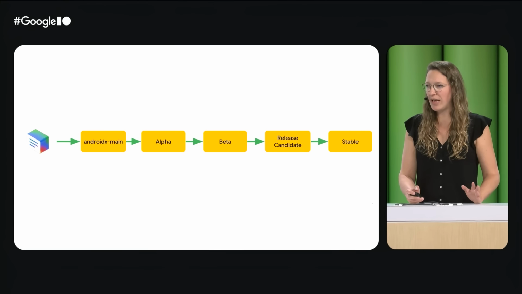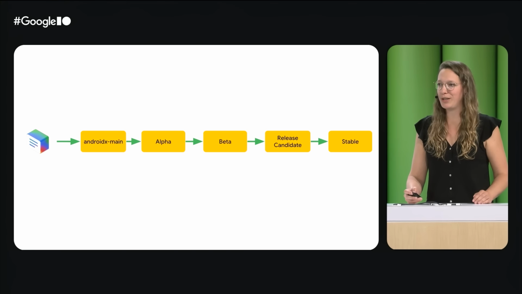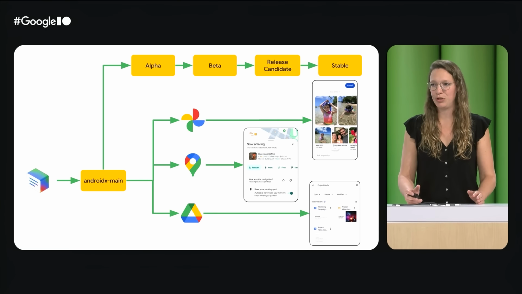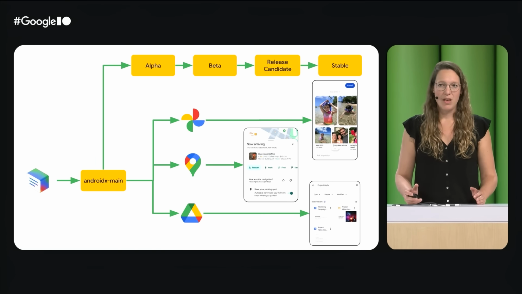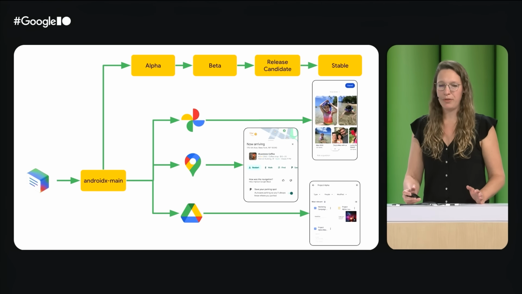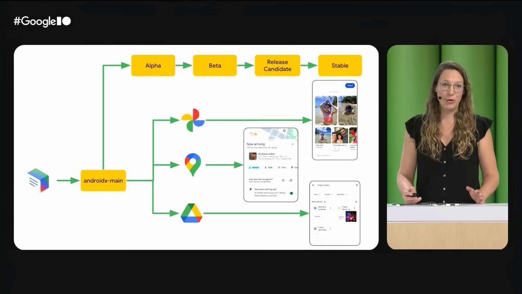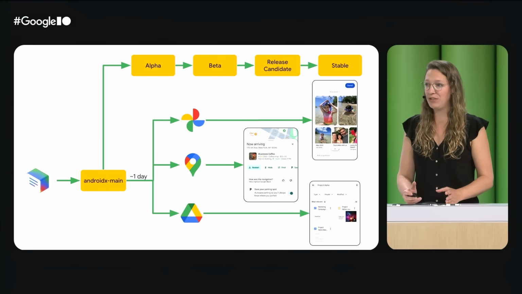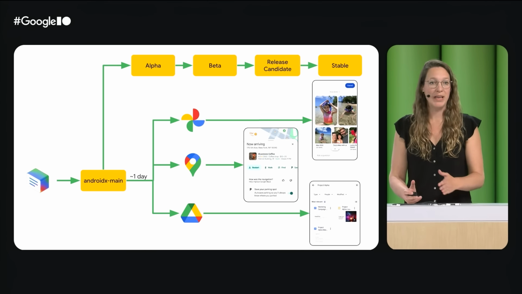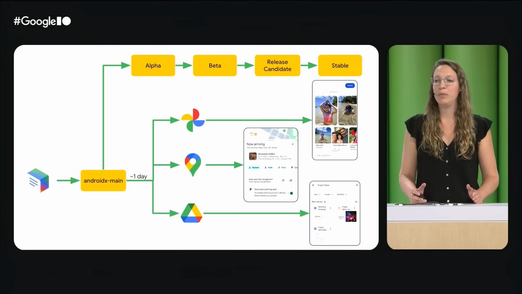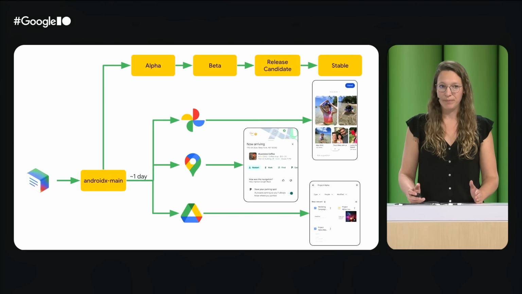But for Google apps, this actually works a little bit differently, because all of the Google apps share a single version of Compose among them. And we used to update that version about once a month. But recently, we've been working to update that about once every day. So any change in Compose that makes it into the main branch actually makes it to all of these Google apps within days and can make it to millions of users within a week.